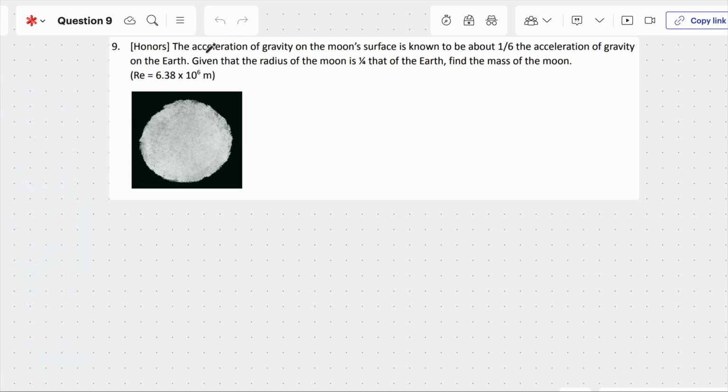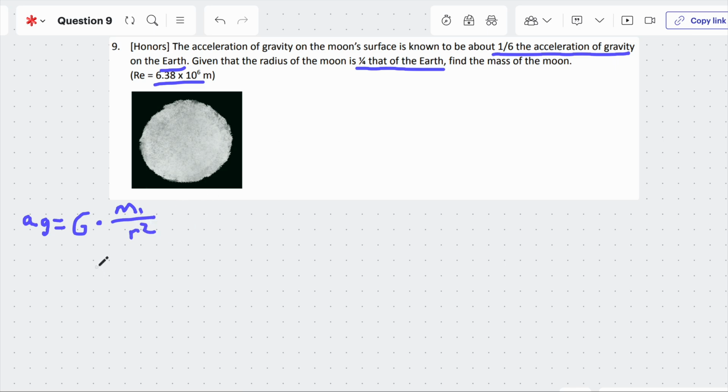Okay, so the acceleration of gravity on the moon's surface is about 1/6 the acceleration of gravity on Earth. Given that the radius of the moon is 1/4 that of Earth, find the mass of the moon. So we're going to use our acceleration of gravity equation because that's what it's given us. Let's just set up our equation first, and then we'll worry about what we're plugging in. Acceleration of gravity equals that times mass of what's supplying the gravity, which is mass of the moon. That's what we're solving for, over radius squared.